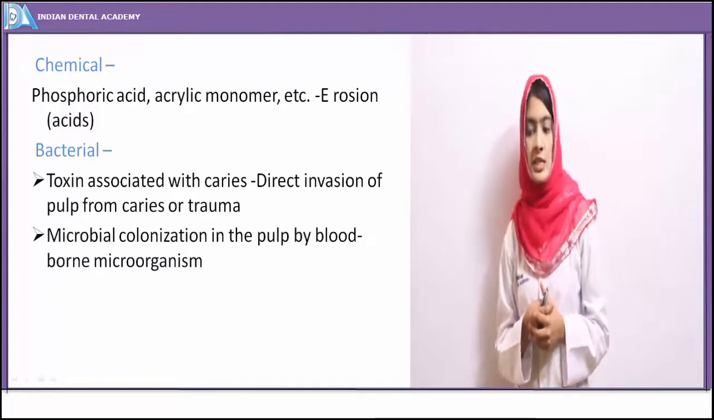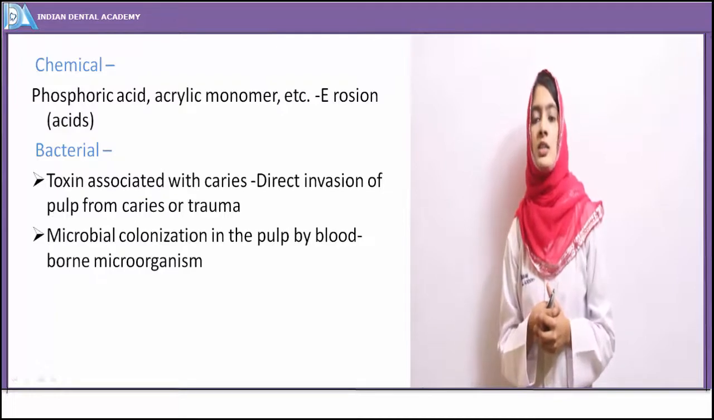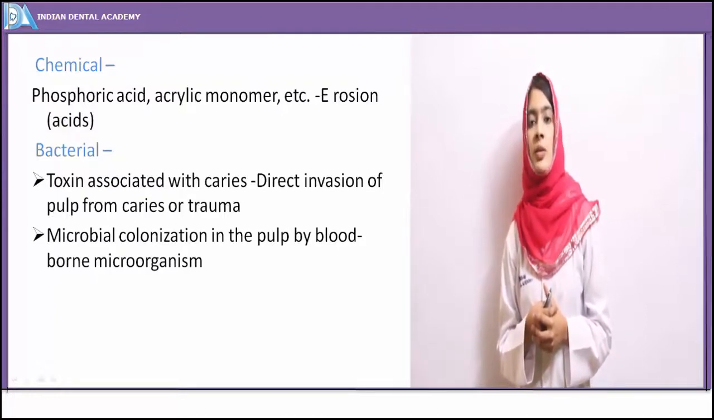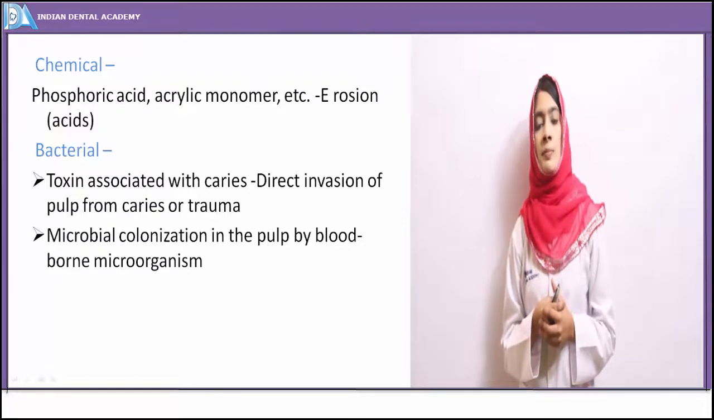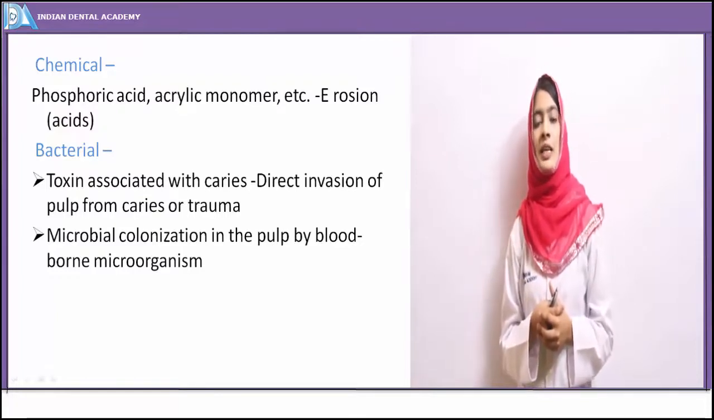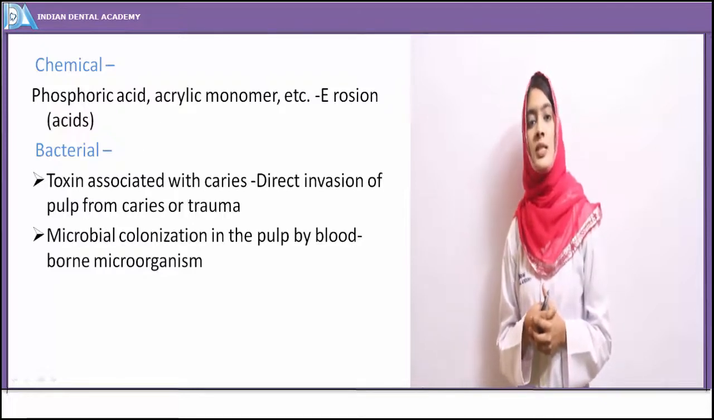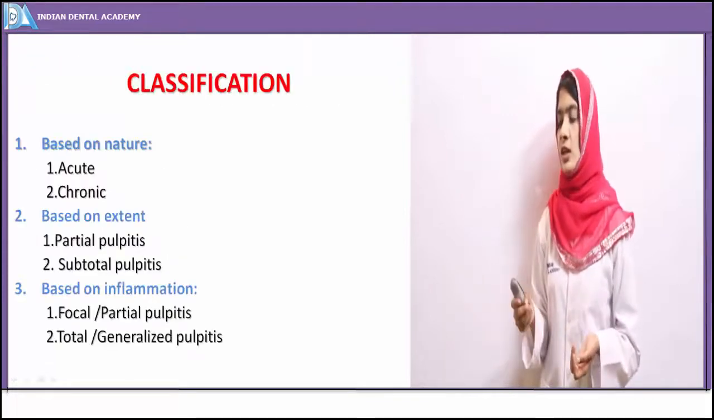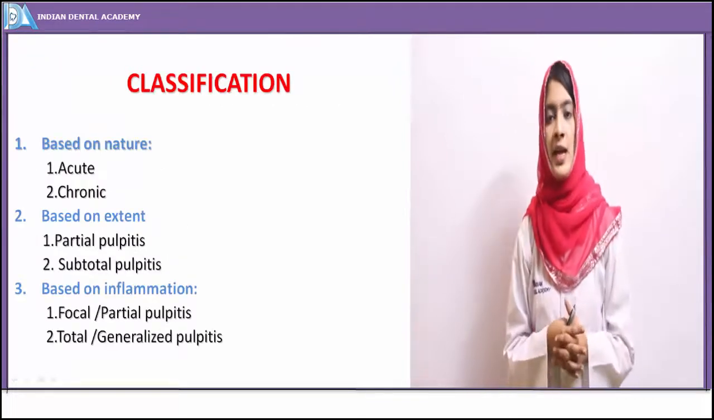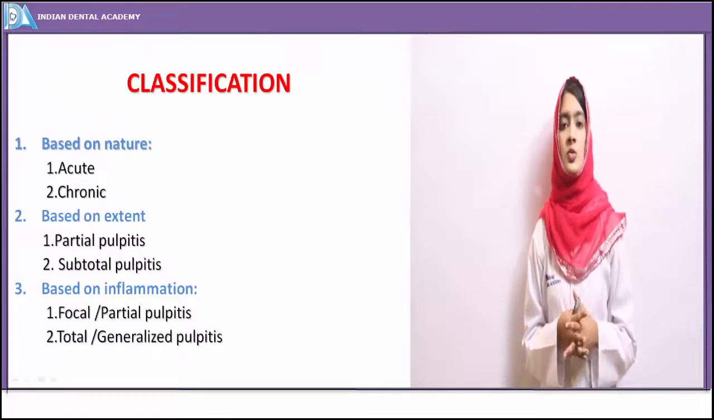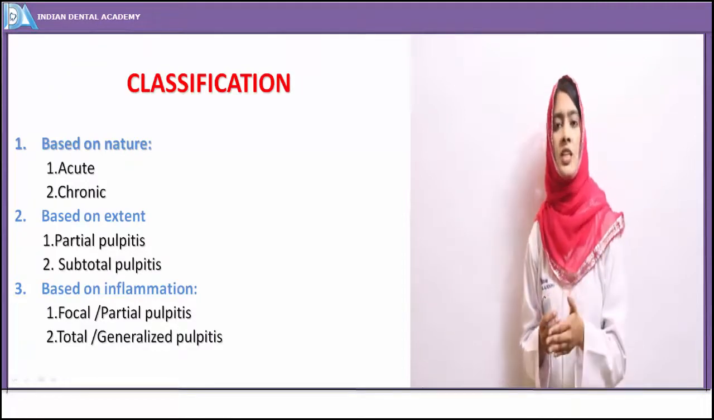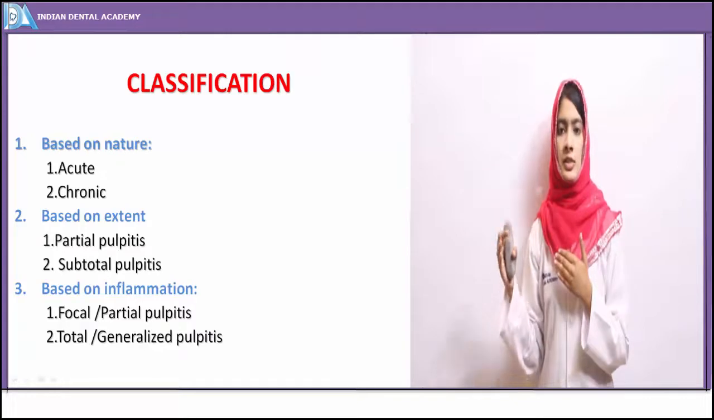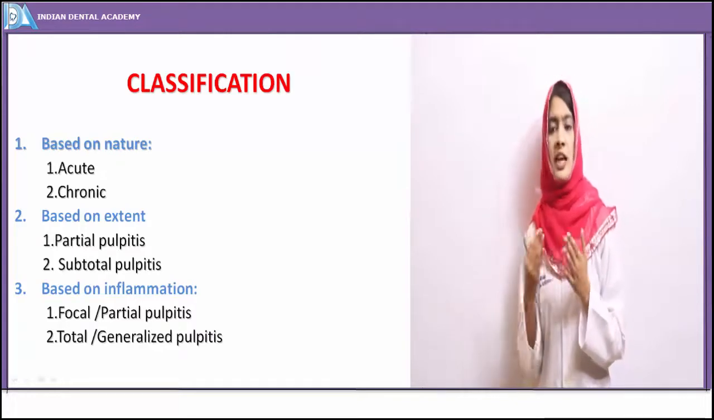And as I told you, the carious process begins with a lot of microorganisms. The microorganisms and their products disseminate and release the inflammatory products into the pulp. And since the pulp is a closed chamber surrounded by calcified dentinal walls, the inflammation progresses at a very rapid pace. So the diseases of pulp are classified based on the nature, that is whether the pulpitis is of sudden onset or of late onset, acute and chronic.